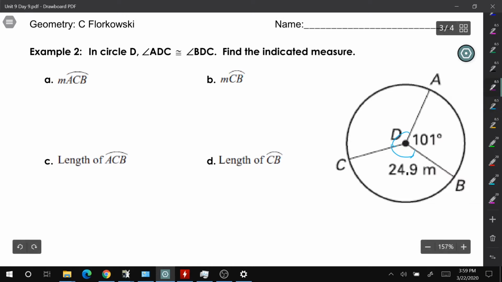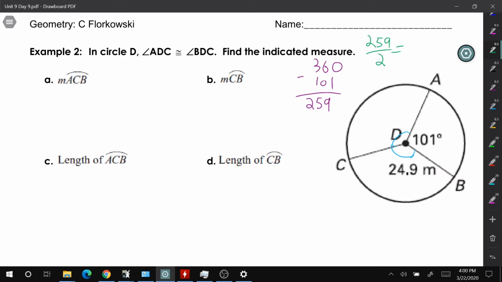And we can do that by saying, all right, 360 minus the 101 that we know. So if we type that into our calculators, we get 259. And since those two angles have to be the same, we can do 259 divided by 2. And we get 129.5. So each of these angles is 129.5 degrees.